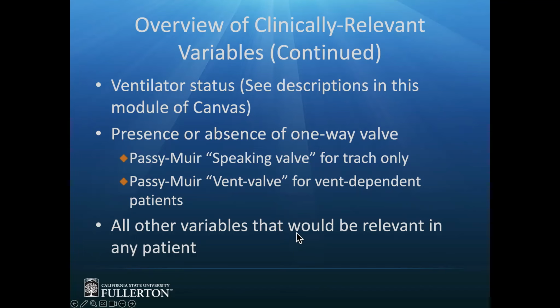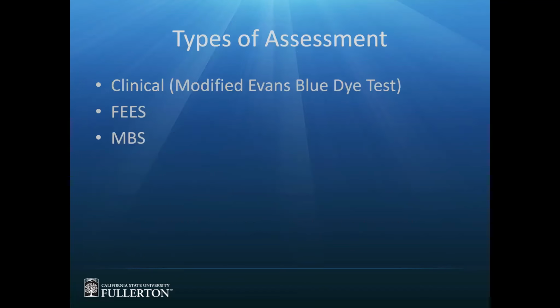Then of course you have to think about all the other variables that would be relevant for non-tracheostomized patients too. So everything you already know about swallowing evaluations and clinical swallowing evaluations, it all applies. The types of swallowing assessment that we would do would be, of course, you can do FEES, and you can do modified barium swallow, and you can do a clinical swallowing evaluation too, but it's referred to by a different name as opposed to just a clinical or bedside swallowing evaluation in persons who have tracheostomies or trachs and vents.